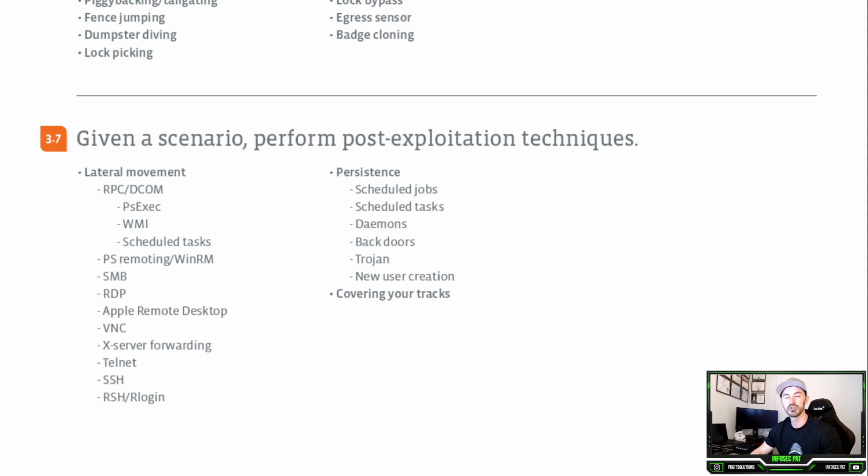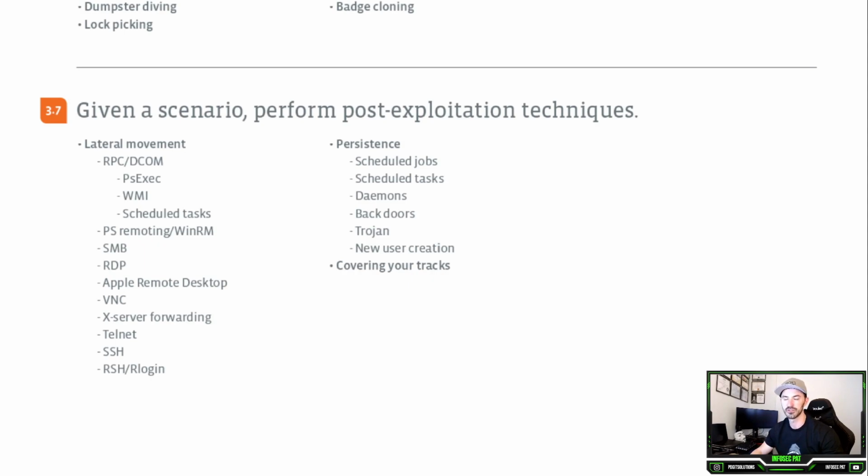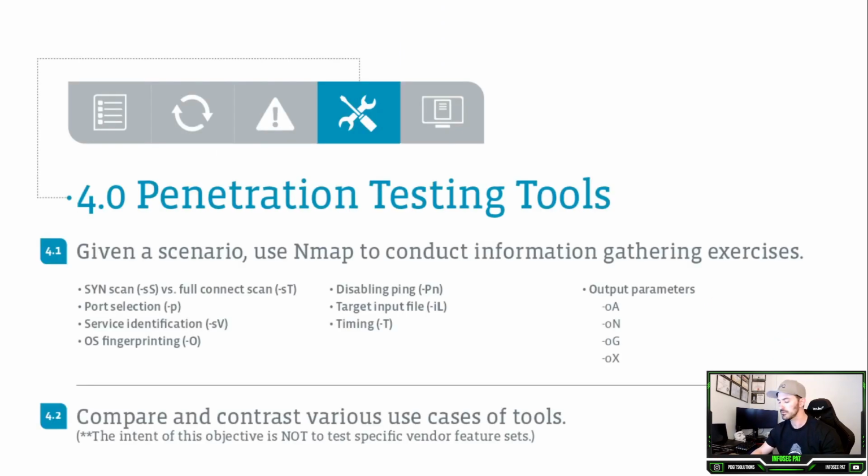These are some post-exploitation techniques. So we have here PS remoting, WinRM, SMB, RDP, which is Remote Desktop Protocol. This is stuff that you probably use on a daily basis. Remote access stuff: Telnet, SSH, RSH, rlogin, and so on and so forth. Okay, and covering your tracks is obviously super critical. Let's keep going.